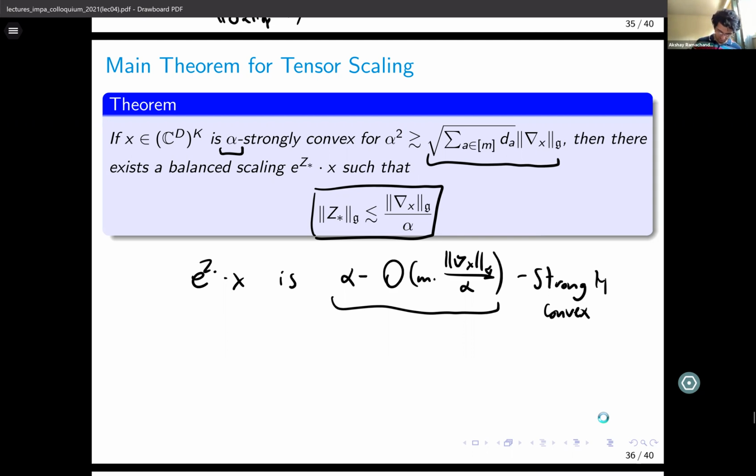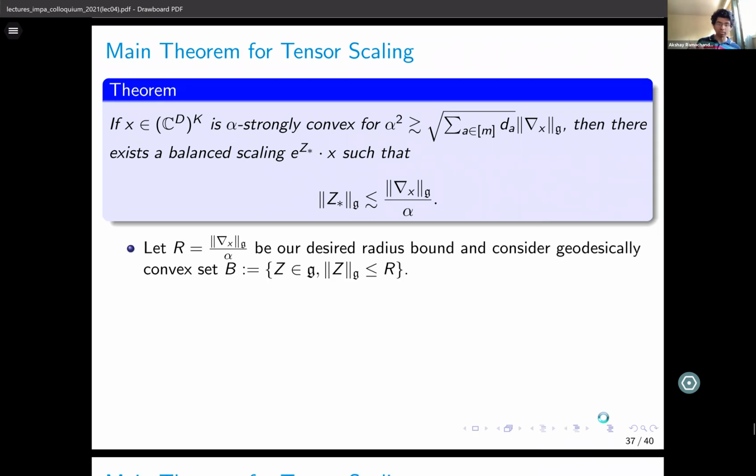So this is the main theorem for tensor scaling that shows if you have enough strong convexity as compared to how close you are to doubly balanced, then you will have an optimizer. And the proof is quite simple. The proof is a reduction to the univariate setting. So geodesic convexity is just a particular geometry, but really it all boils down to univariate strong convexity. We want to show that the optimizer lives in this R ball.